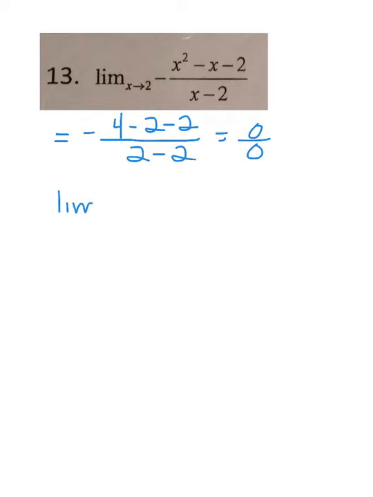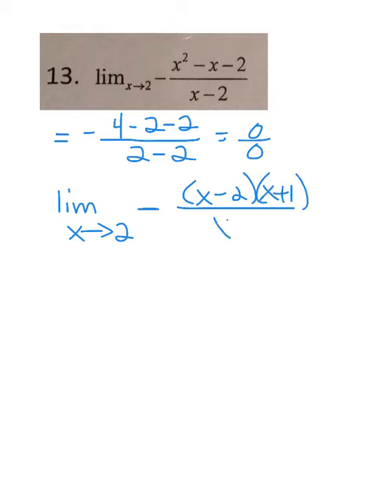So then we're going to rewrite that limit as x approaches 2. Let's keep that negative in there, not forget that. And let's factor out that top. So that's going to be x minus 2 and x plus 1. And in the denominator, x minus 2. So you've got your common factors right here of x minus 2 and x minus 2, so we can cancel those out.